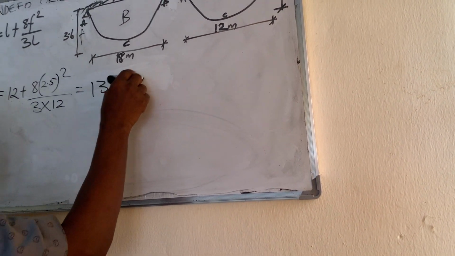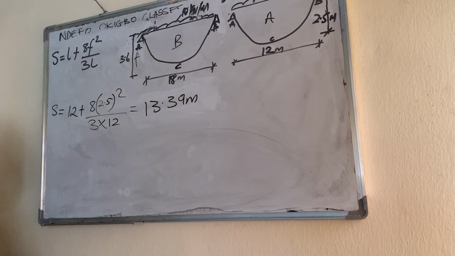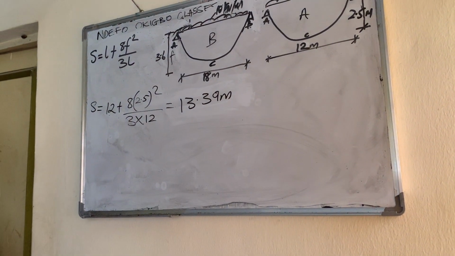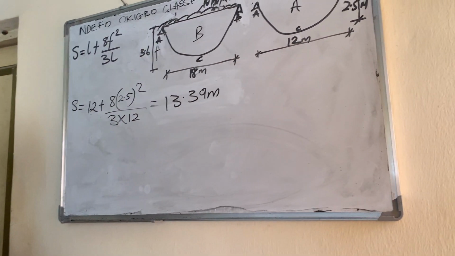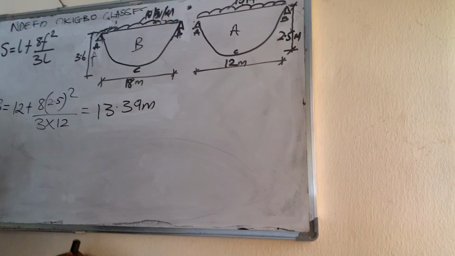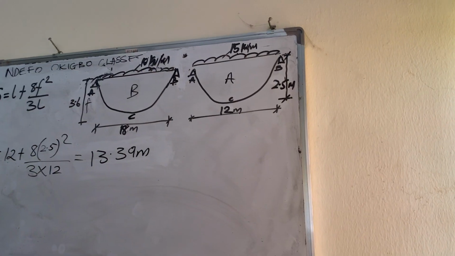13.39 meters. That is the length of a cable that has a span of 12, that's to cover a span of 12 meters and is carrying a uniformly distributed load with a sag of 2.5.